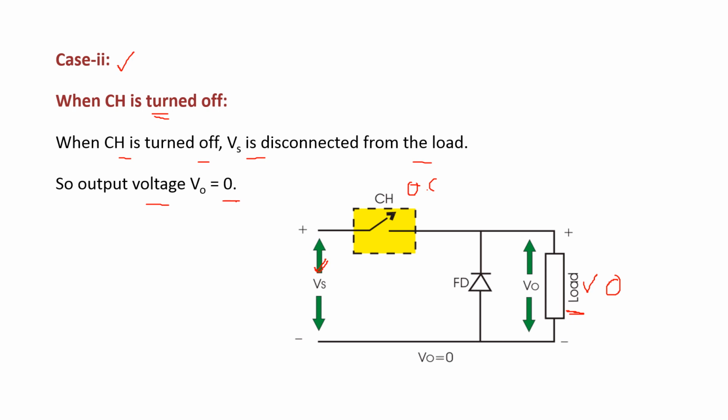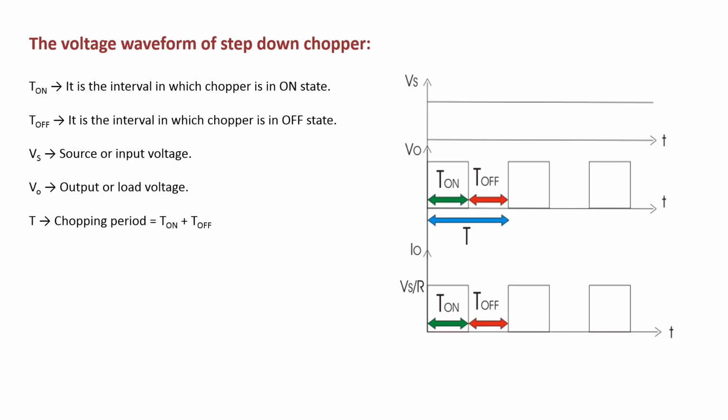Now by using this analysis, we are going to draw the waveforms. Coming to the waveforms, we know that during the on state of the chopper, we get the output voltage V0 equal to the input voltage Vs. And during the off state of the chopper, we get the output voltage equal to 0. Now by using these two values, we are going to draw the waveforms.